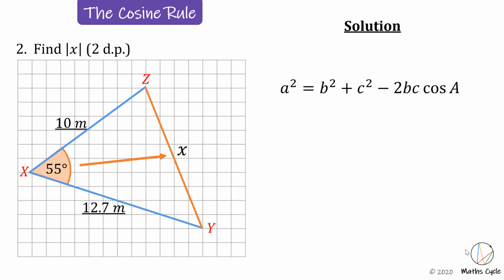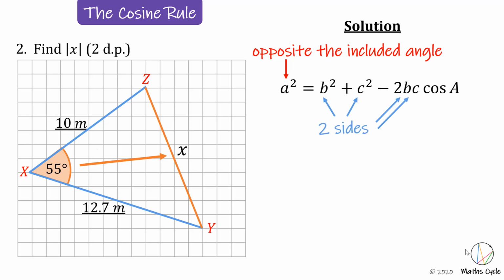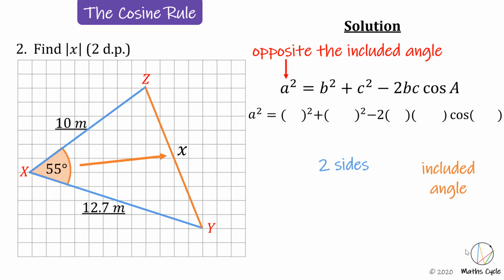Now, our triangle this time is not labeled using A, B, and C. So we need to remember what each variable in our formula actually represents. So remember that the A represents the side opposite the included angle. We have B and C represent the 2 sides, and then we have the angle A represents the included angle. So subbing in our values, firstly we have to remember that the side opposite the included angle this time is called x. X is what we're looking for. So we don't want a squared equals, we want x squared equals.